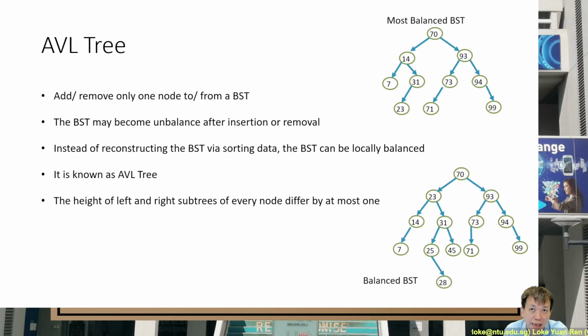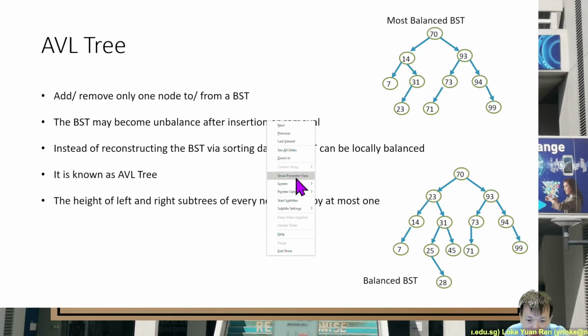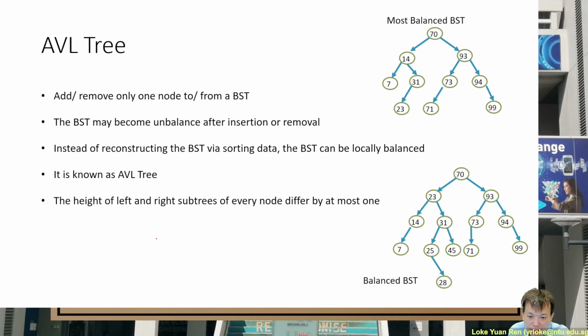For example, in the last lecture I showed you one example: if you insert the nodes in ascending or descending order, like 9, 8, 6, 5, 3, you will find that your binary search tree is still a binary search tree, but the structure is actually like a linked list.